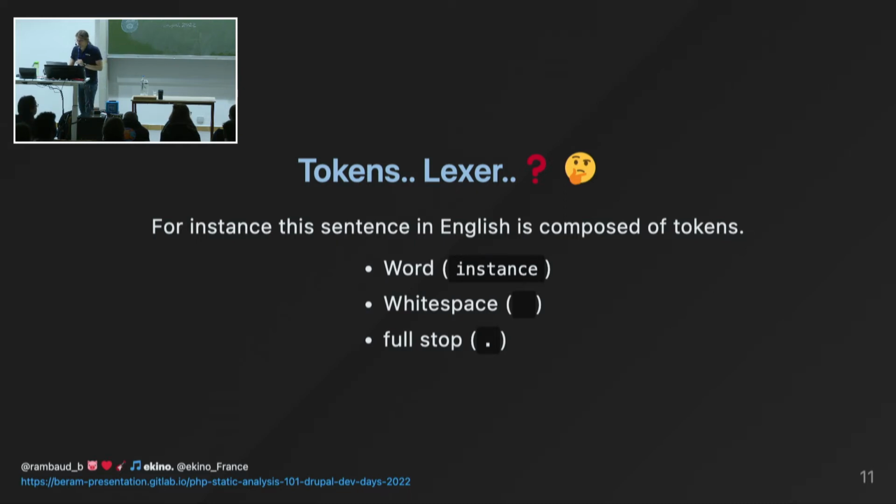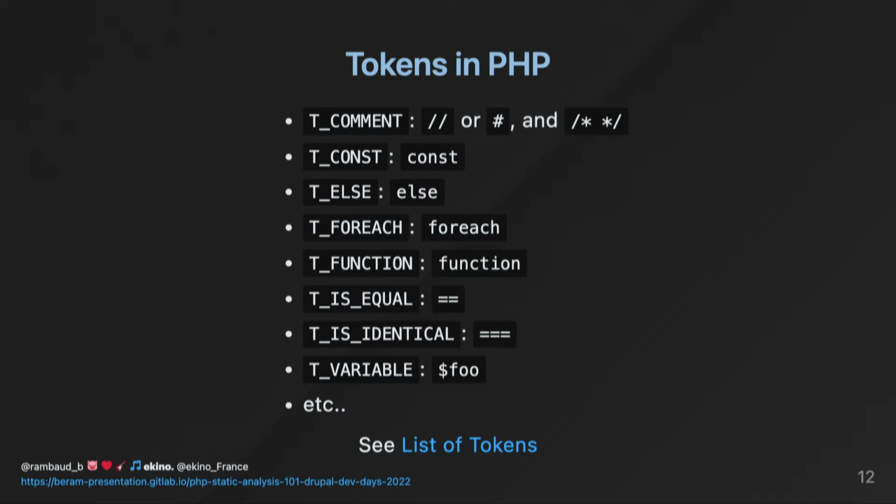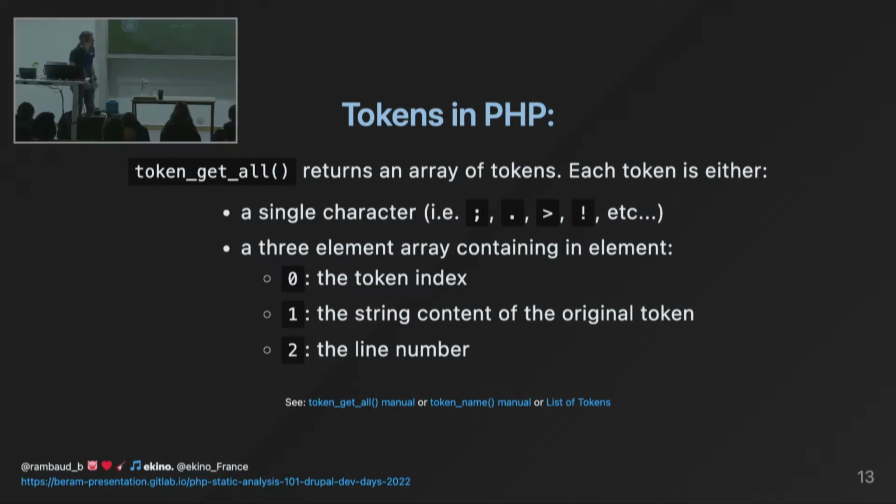It's the same thing in PHP, we have tokens. And there is a lot of them. You can see here, for instance, that to understand that we have a foreach, all we have to find is the foreach token. T_FOREACH is the name of the constant. You have access to this constant in PHP if you want.